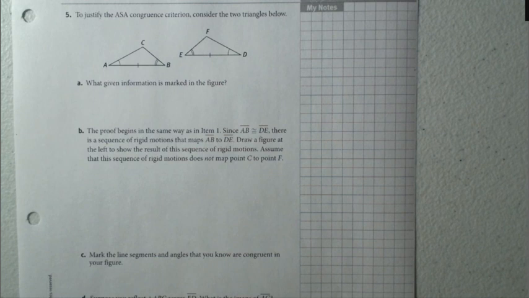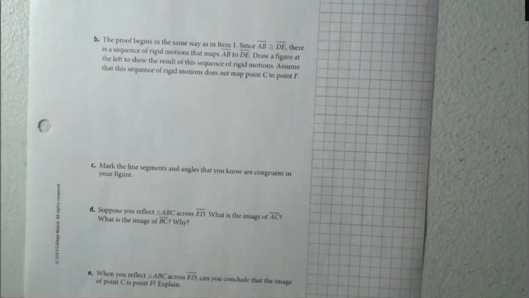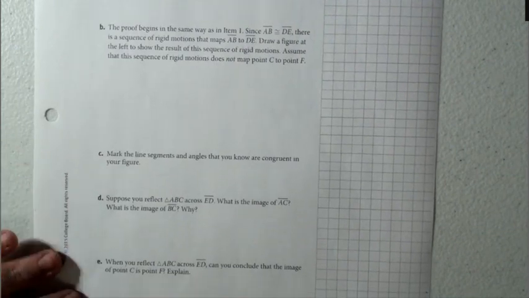Since AB is congruent to DE, there is a sequence of rigid motions that maps AB to DE. Draw a figure at the left to show the result of this sequence of rigid motions, and assume that the sequence of rigid motions does not map point C to point F. It says, C. Mark the line segments and angles that you know are congruent in your figure.